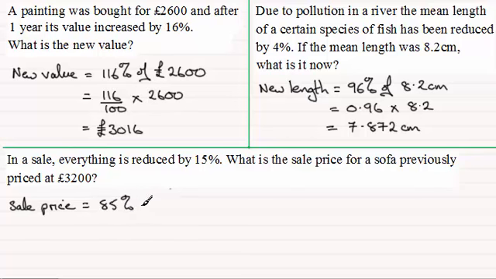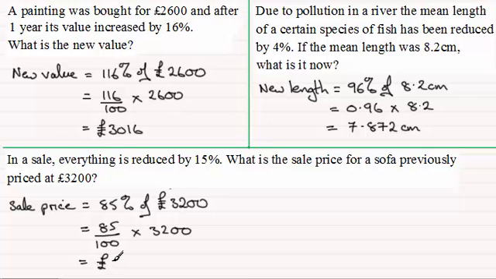85% then of the original cost, which was £3,200. And for this would be 85 over 100, or I could write it as 0.85 of 3,200. Work this one out and you get £2,720. Now I did say that there was another way that you could do this, because 15% is quite a nice value.